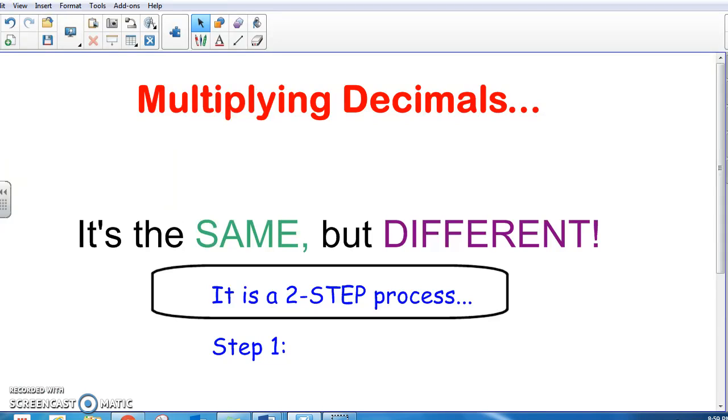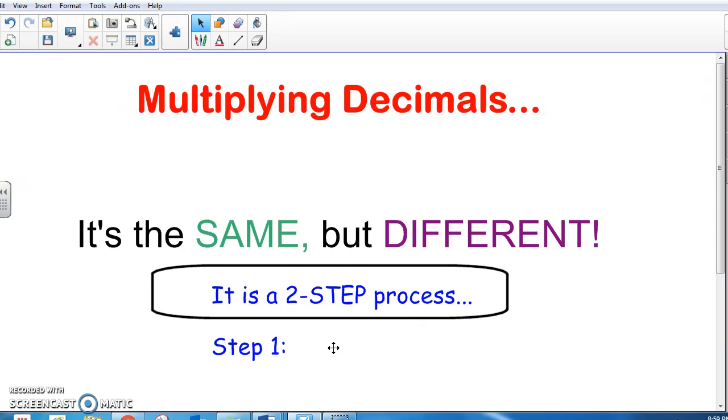All right, boys and girls, I need to talk fast because this is going to be a long video, so I'm going to dive right in. Today we're going to focus on multiplying decimals. It's the same but different. And we're going to find out that multiplying decimals is a two-step process. We're going to focus on step one first, then we're going to stop the video, do some practice with step one, and then we'll move on to step two, put it all together.